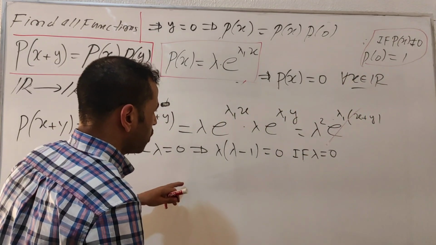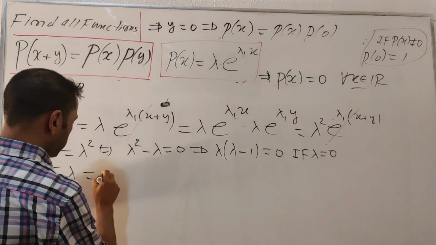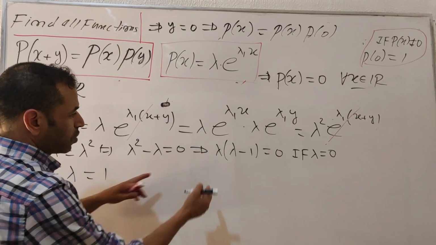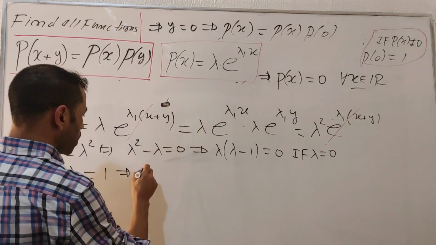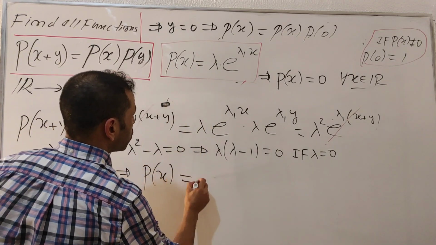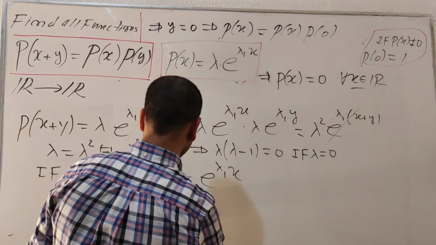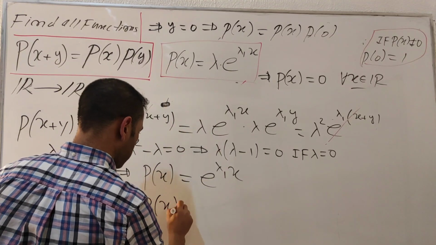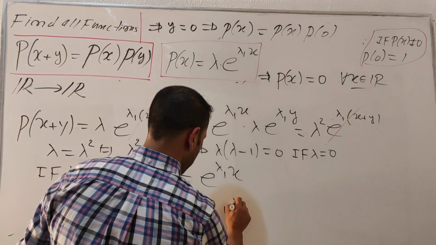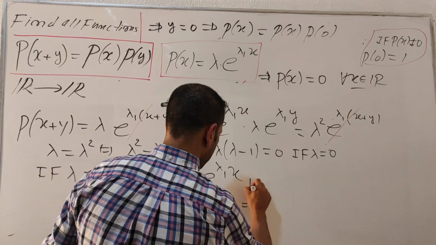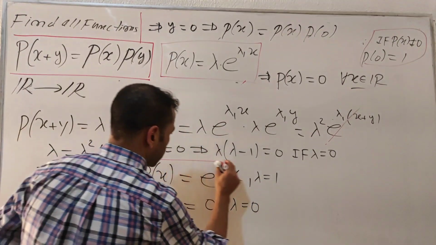Then if lambda equals 1, because lambda is different from 0 here, replacing lambda with its value, I get p of x equals e to the lambda 1 x. Now we have two things here. We get p of x equals 0 when lambda equals 0, and p of x equals e to the lambda 1 x when lambda equals 1. Now we get the final expression.